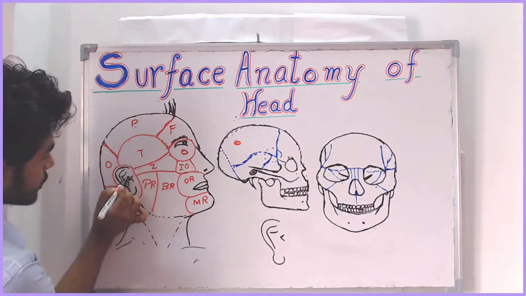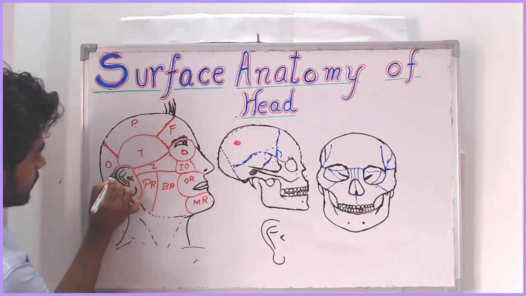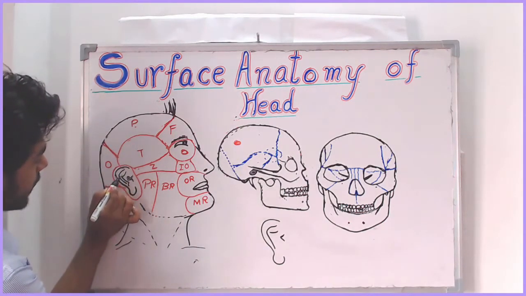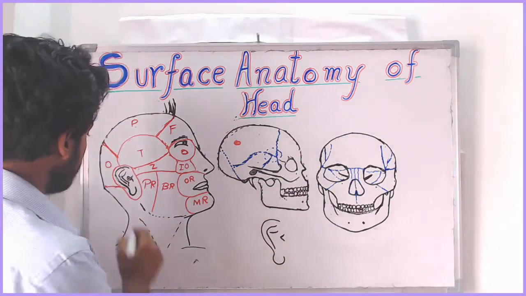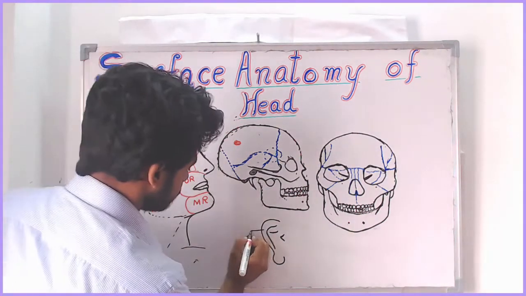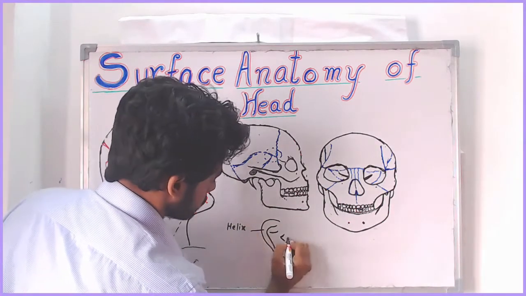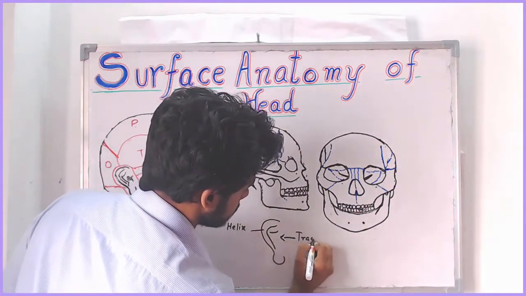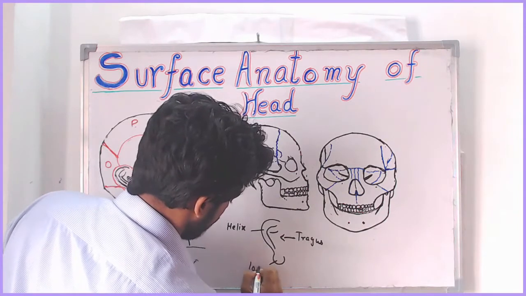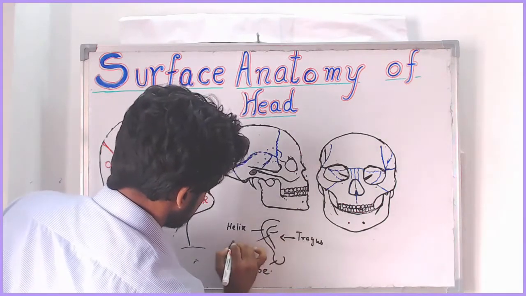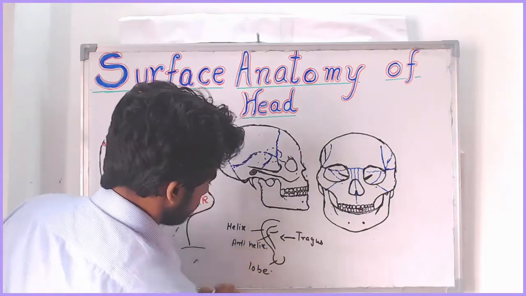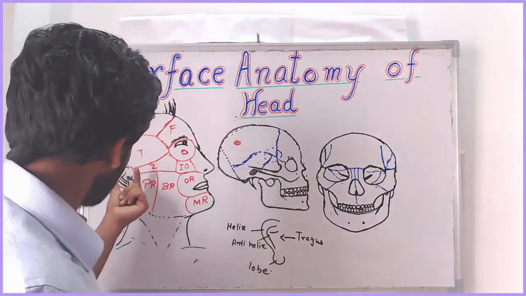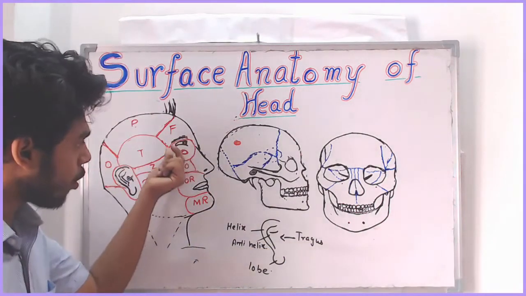This is the external acoustic meatus. This part is known as the helix, and inside the helix we have the antihelix. This is the helix. This is the tragus. This is the lobe. Antihelix. Okay. And after this ear, we will study the orbital region.